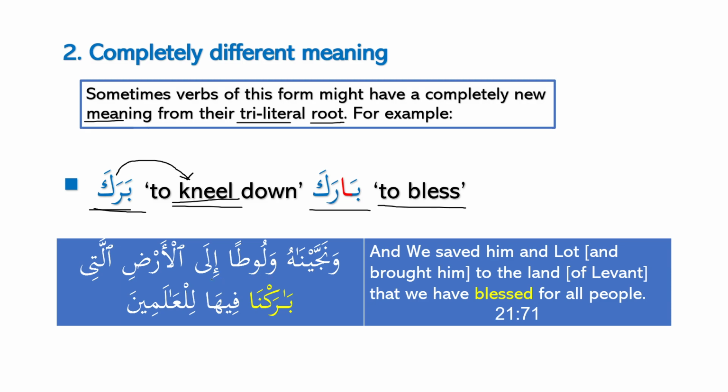وَنَجَّيْنَاهُ وَلُوطًا إِلَى الْأَرْضِ الَّتِي بَارَكْنَا فِيهَا لِلْعَالَمِينَ. Do you notice over here? Alameen. So here we have a long fatha, which basically equals alif. And we saved him and Lut alayhi salam and brought him to the land of Levant, that we have blessed for all people.